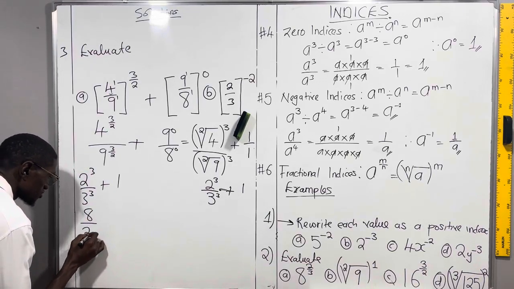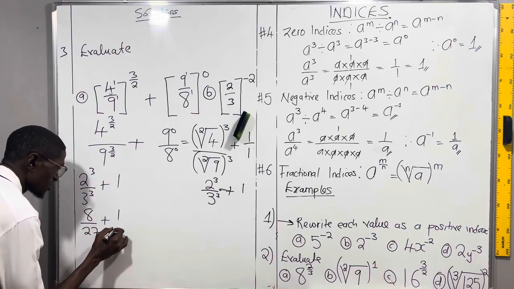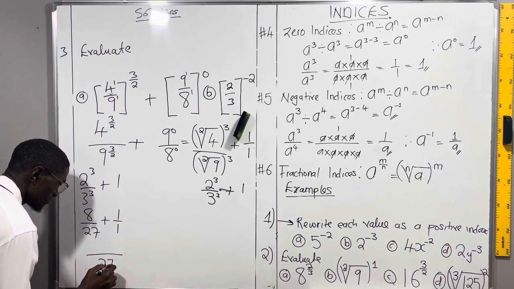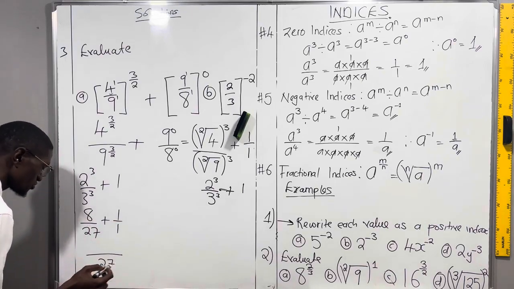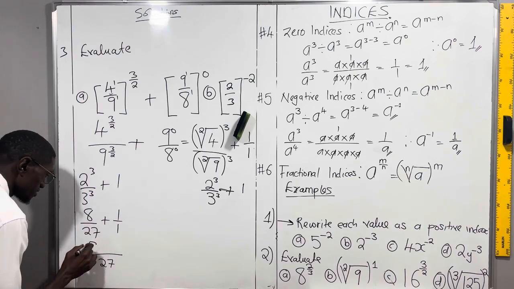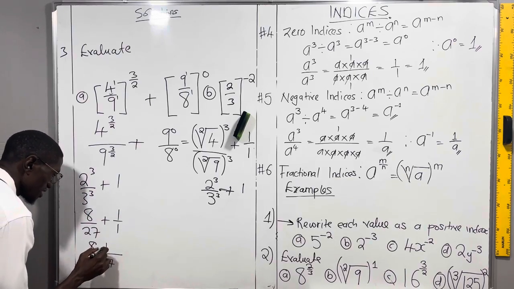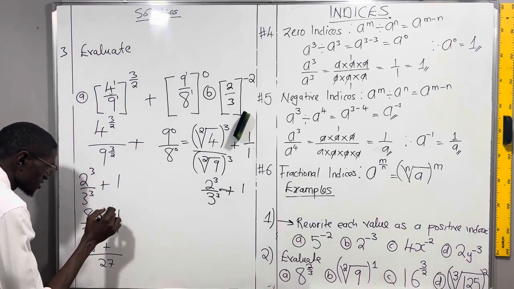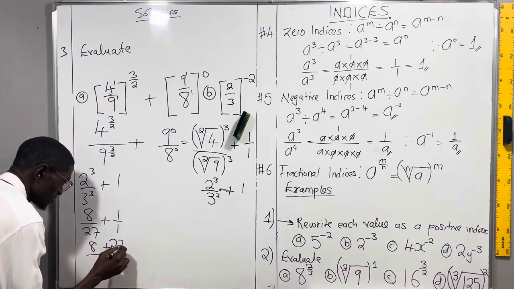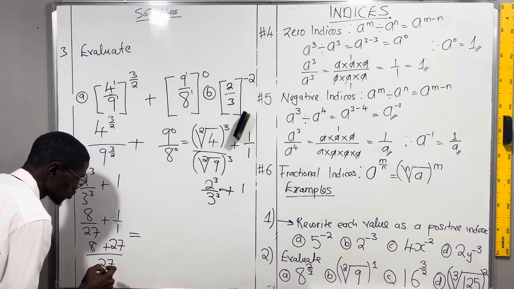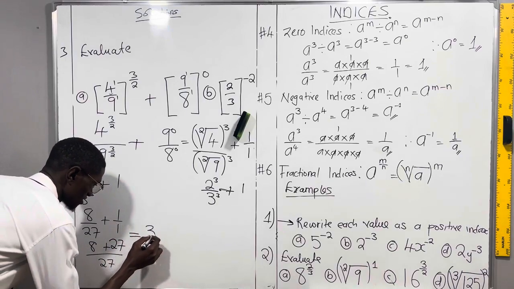3 cubed gives us 27, and then we say plus 1 over 1, which is going to give us 27 as a common denominator. 27 by 27 is 1. 1 times 8 is 8. Bring down the sign. 27 divided by 1 is 27. 27 times 1 gives us 27, meaning we're going to have 8 plus 27, that should give us 35.